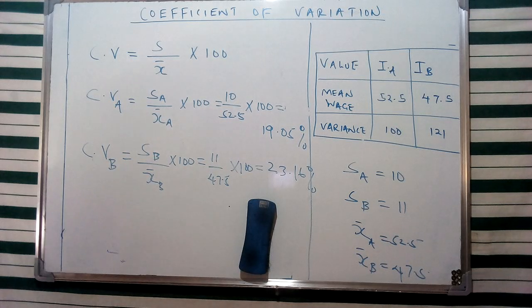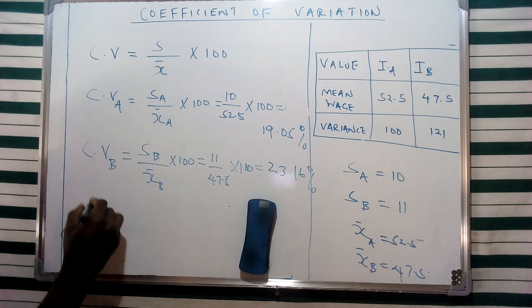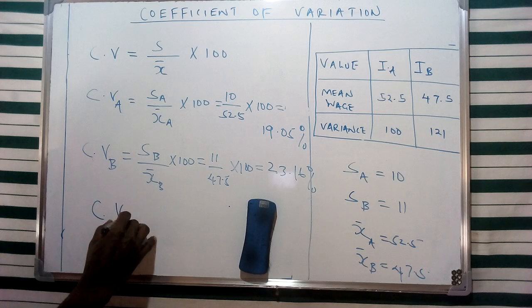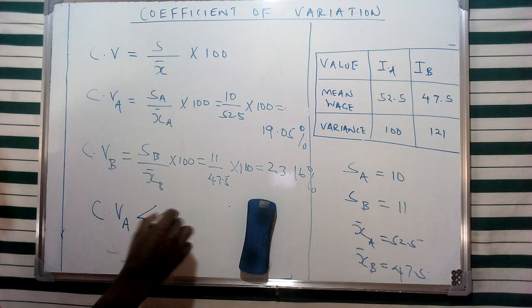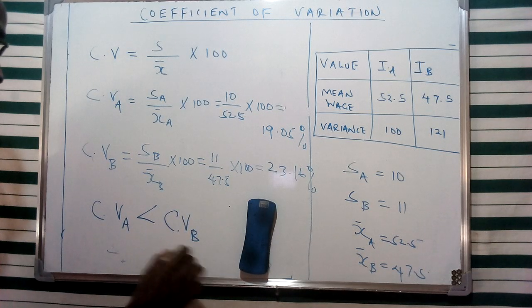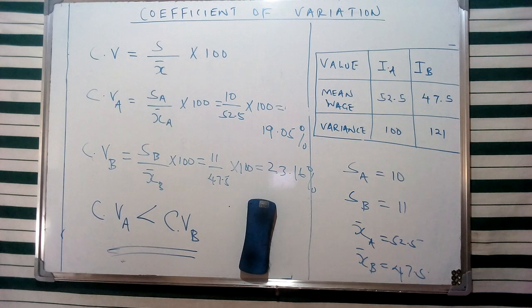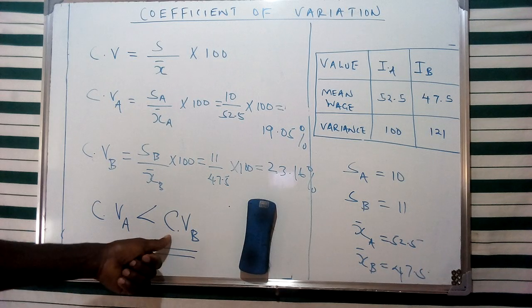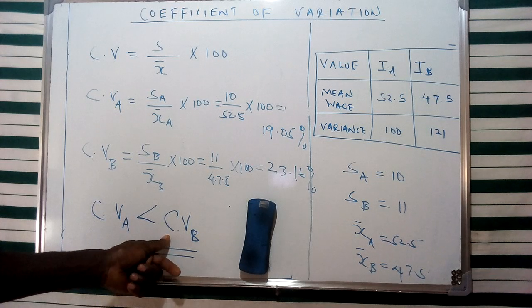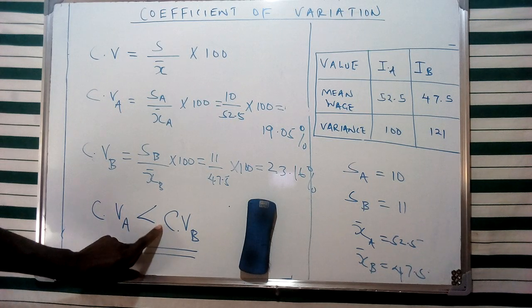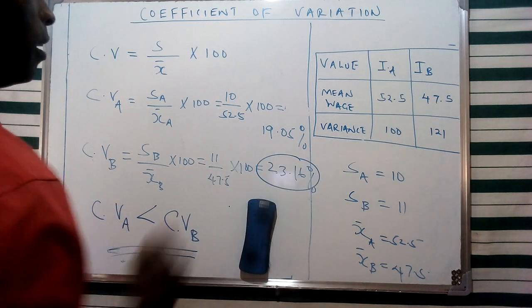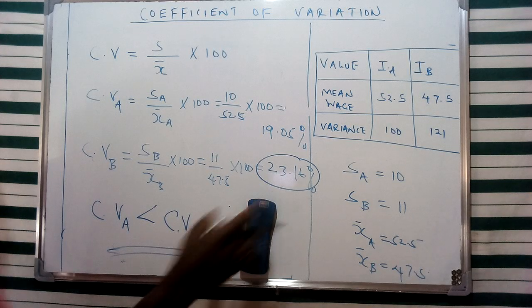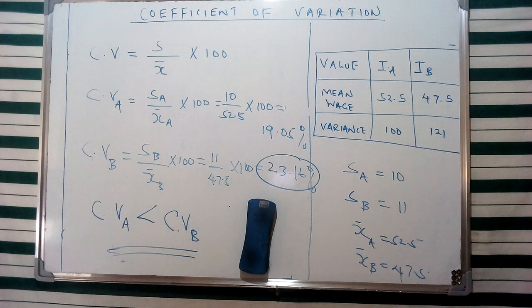So as we can see, there is a relationship between the two. The coefficient of variation for industry A is smaller than the coefficient of variation for industry B. Therefore, we can describe the industry which has the higher coefficient of variation as having greater variability of wages. And that's how we use the coefficient of variation in considering different sets of data insofar as their variability is concerned.